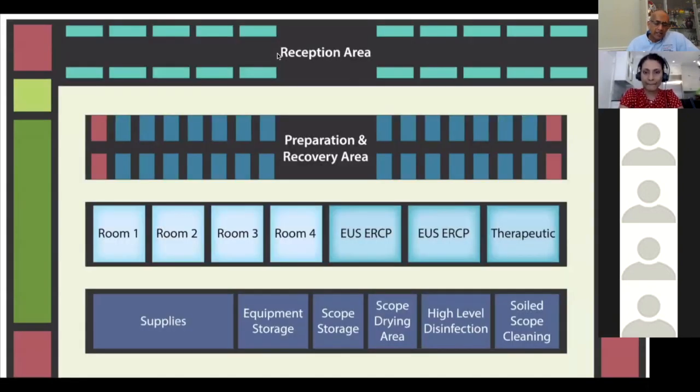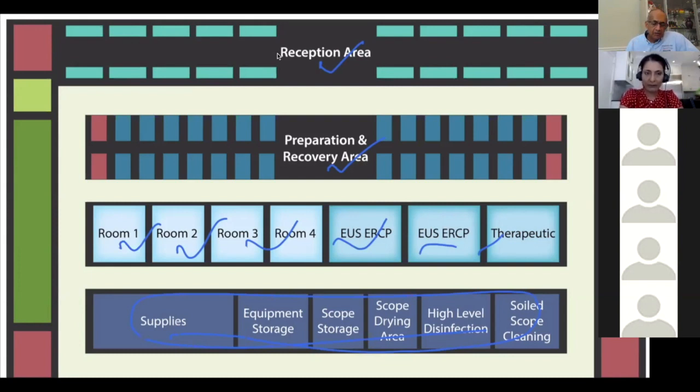So here is an endoscopy unit. You have the reception area, you have the preparation area, you have scope rooms, and on the back side you have things like the kitchen, right, where the scope cleaning happens. One of the problems that I've noticed in many endoscopy units is this: we actually make multiple rooms, but we do not create enough space for scope cleaning.